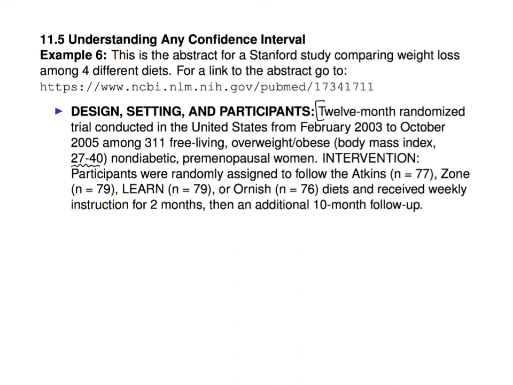One interesting thing about this study is people were sort of left on their own, because they had weekly supervision for 2 months, but then there's just a 10-month follow-up. And notice the whole free living thing also would test how easily these people can follow their diet when they're living in the real world, so to speak. Also note that the sample sizes are all bigger than 30, which is a good sign.